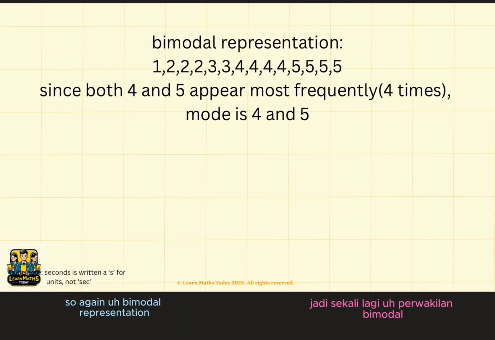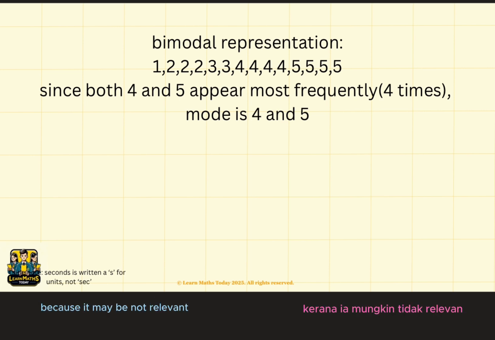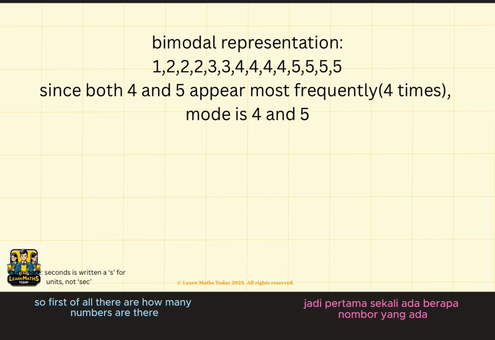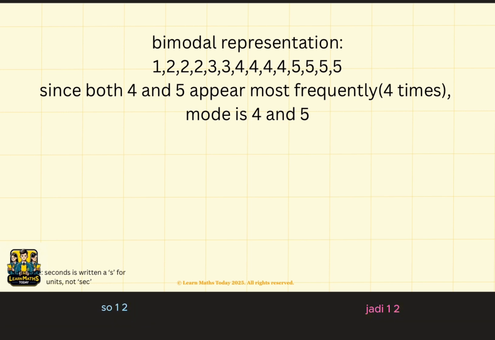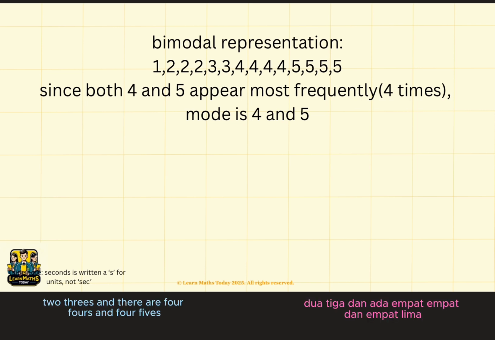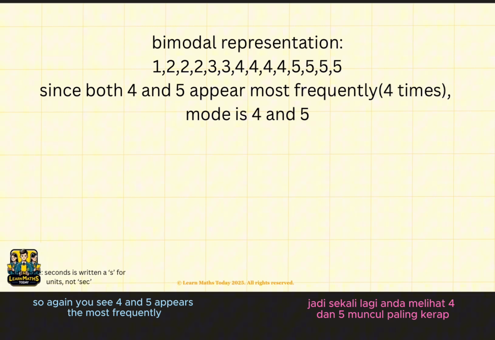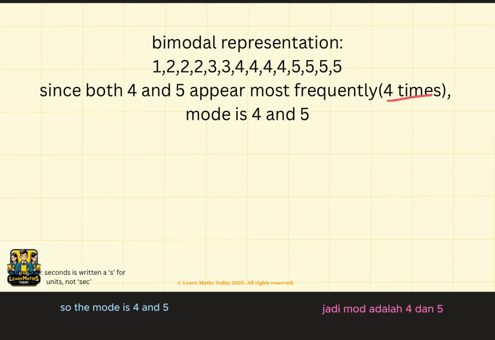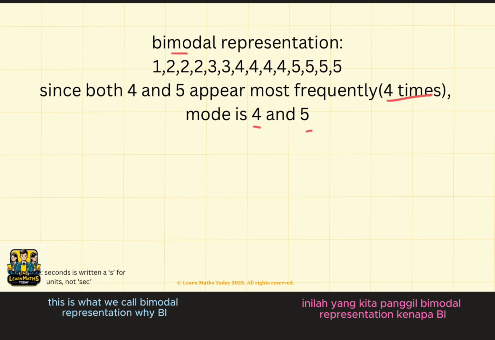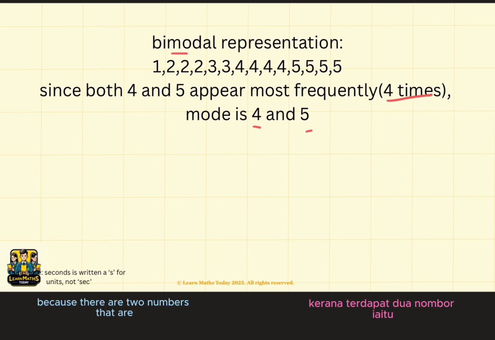So again, bimodal representation, this is something that may not be taught in your school because it may not be relevant, but again, I'm still teaching it just in case Cambridge decides to play some tricks on you all. So first of all, how many numbers are this? I'm listing them out because sometimes Cambridge may be a little mischievous and just likes to list the numbers out. So 1, 2, so there are 3 2s, 2 3s, and there are 4 4s and 4 5s. So again, you see 4 and 5 appears the most frequently because they both appear 4 times. So the mode is 4 and 5. This is what we call bimodal representation. Why bi? Because there are 2 numbers that appear most frequently.